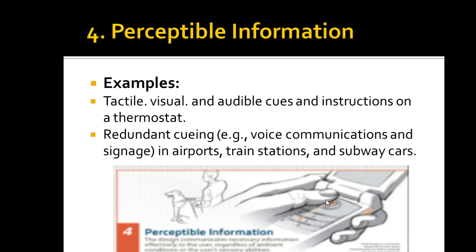But here in this picture, we have the old school cell phone, where we can easily determine if we have pressed a key, because it gives us some sort of tactile feedback. So redundant cueing. Examples: voice communications and signages in airports, train stations, and subway cars. So maybe if you have tried going to an airport, which I haven't, there will be some announcements. So let's say, for example, that your flight 101 will be blah blah blah. So all passengers, so these are cues, or maybe they are signages. This way to this one, etc. So these are examples of perceptible information.